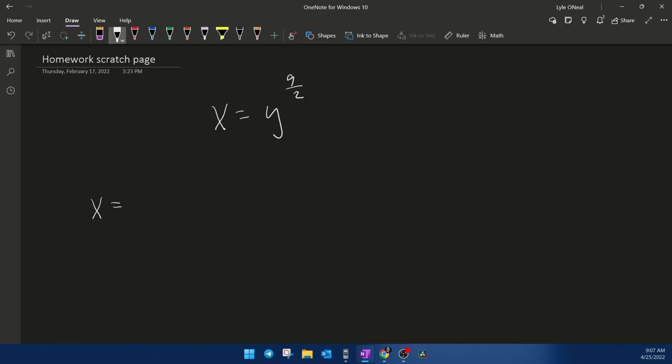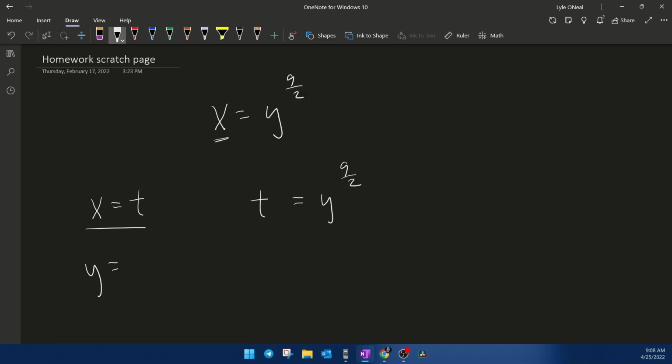Here they have told me the first equation that I need to have for my parametric equations is x equal t. And what that means, it means I can replace x with t. So now I'm going to have t equals y to the 9/2. And then to figure out what y is, I simply need to solve for y.